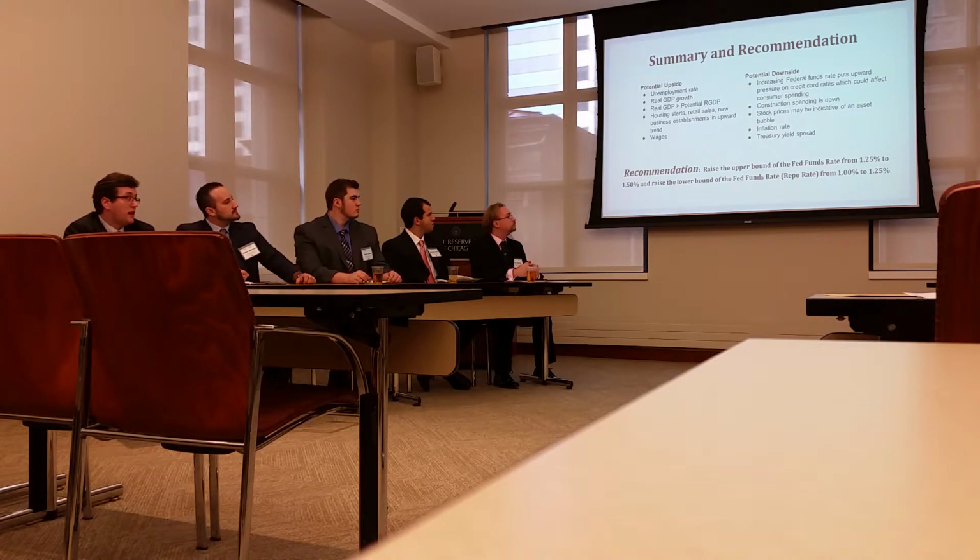Third, there's a potential asset bubble in the stock market. Fourth, inflation is below the target level of inflation, around 2%, which may indicate that the economy is not overheating. And finally, the 10-year, 2-year treasury spread has been decreasing, which does not show strong growth in the medium to long term. Based on our analysis, we recommend raising the upper bound of the target federal funds rate from 1.25 to 1.5%, and raising the lower bound from 1 to 1.25%.